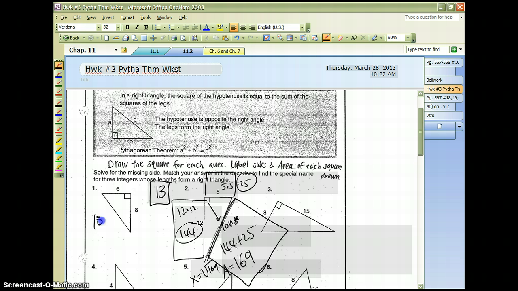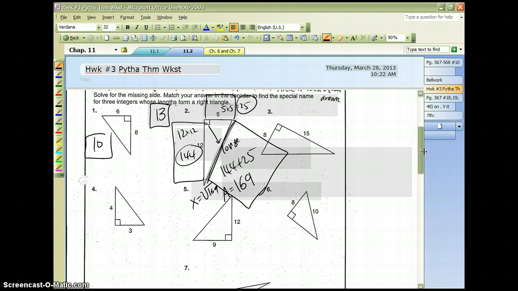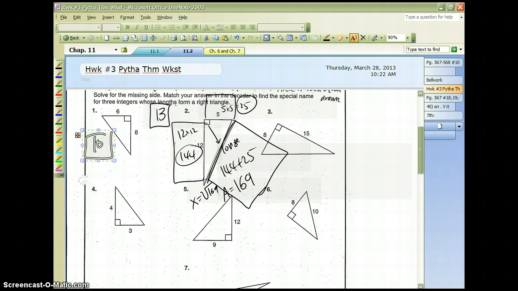Number 1 was 10. Ooh, it gets a little messy. You only need to do the front side today. Hopefully that helped you a little bit. We will go over it again tomorrow. So if you're unsure, you won't be marked down, but try your very best.